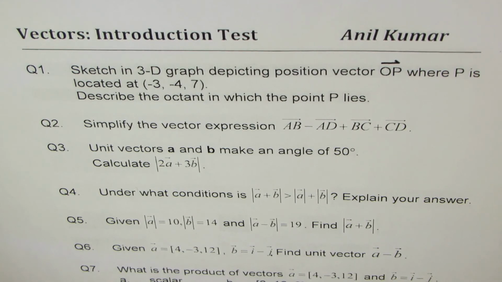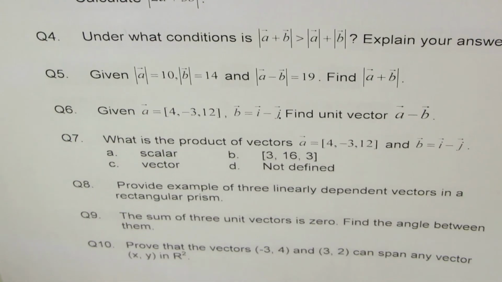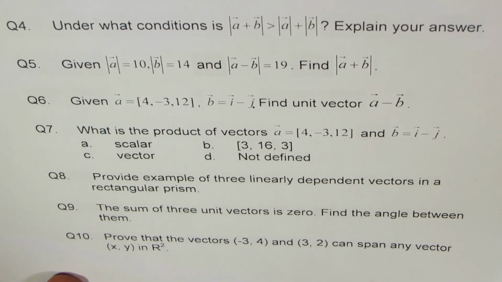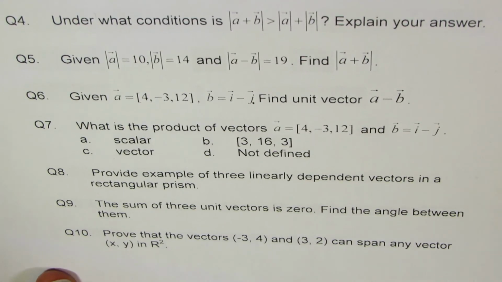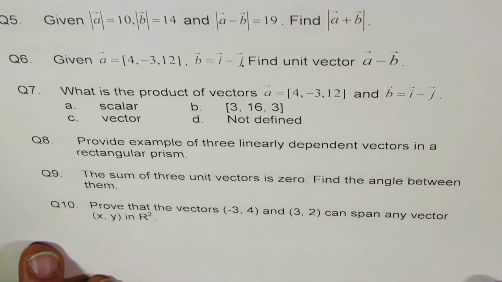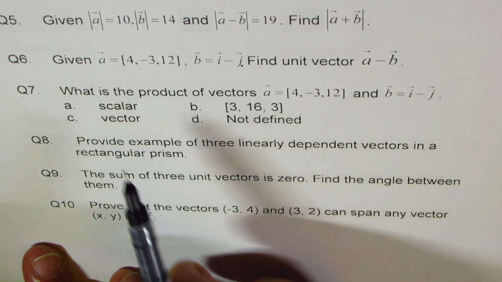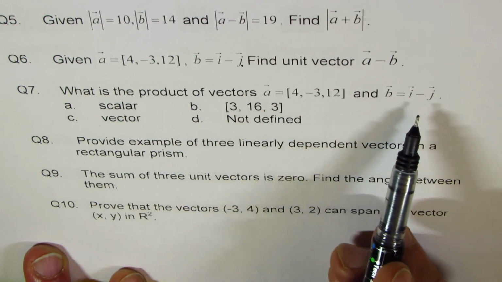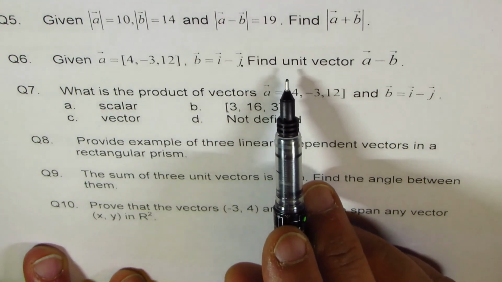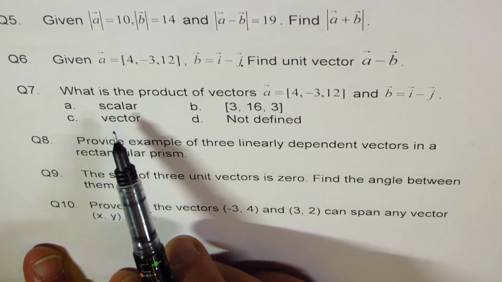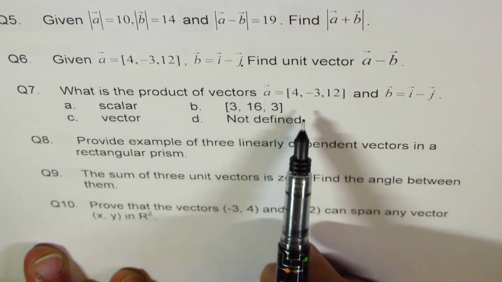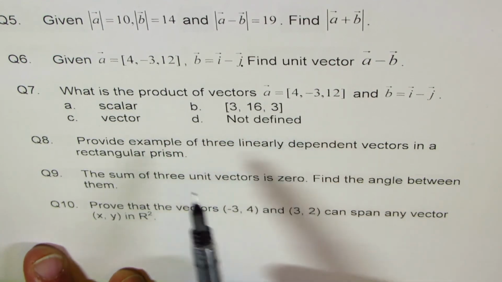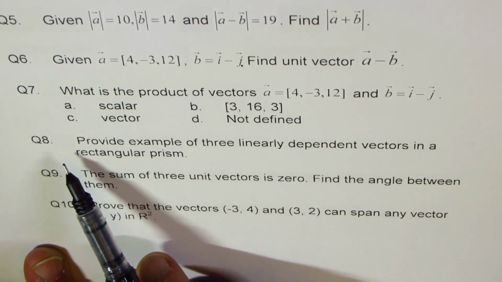Right. Now here are the other 4 questions. Question number 7 to 10. Question number 7. What is product of vectors A and B? We have taken the same vectors as in 6. Is it scalar? Is it vector or not defined?